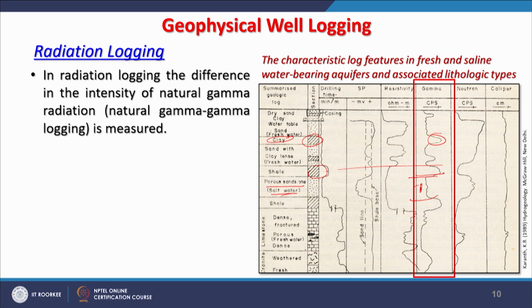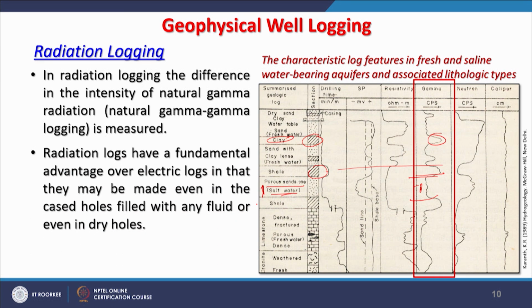and not only by the lithology, but also by the salinity of water. Like here it is written salt water, so salt water will also affect it. The radiation logs have a fundamental advantage over electric logs in that they may be made even in cased holes, when you have casing pipes filled with fluid, or even in dry holes. So, almost in all kinds of bore wells, this radiation logging or natural gamma logging can be done, because the radiation comes through even these pipes.